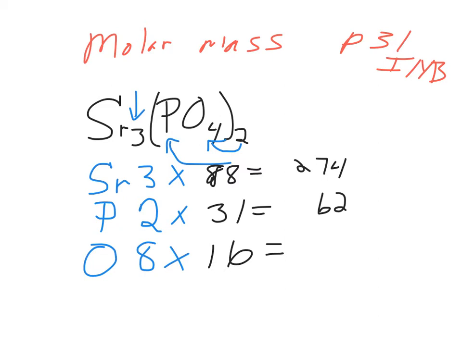Okay? All right, so 8 times 16 is how much? 128. Okay, so now the last thing you're going to do is you're going to add up all of your weights. So 274 plus your 62 plus 128. How much is my total? 8 and 2 is 10, plus 4 is 14, right? 16. And then 2, 3, 4. 464. This is your grams per mole.